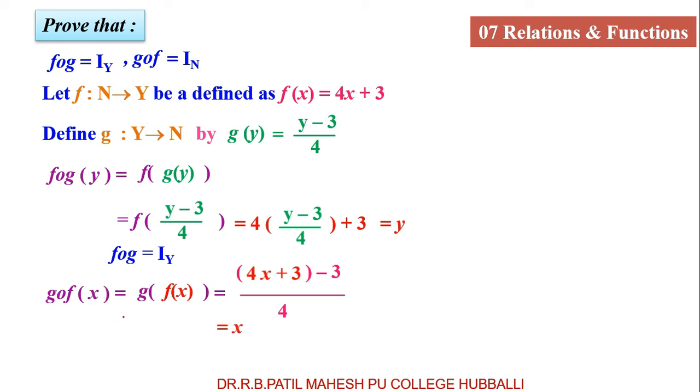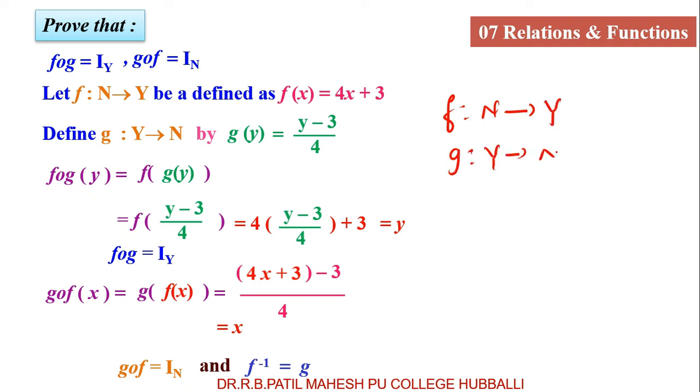So you can observe here, g composition f of x is equal to x, then definitely g composition f is the identity function. It means that f inverse is equal to the g function. So f from N to Y is a function, g from Y to N is a function. This is the inverse of f.